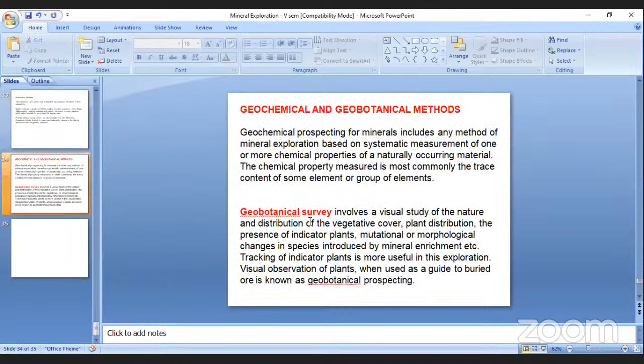And the next one is geochemical and geobotanical methods. In the previous classes we have discussed the geochemical and geobotanical methods. Again, we'll see them in detail. What is the geochemical method? What is its use, particularly in the identification of ore deposits?